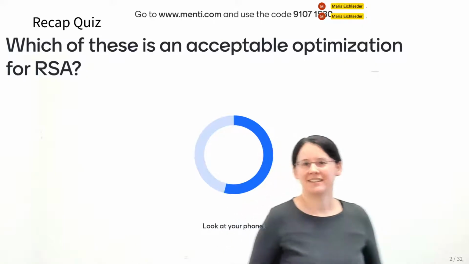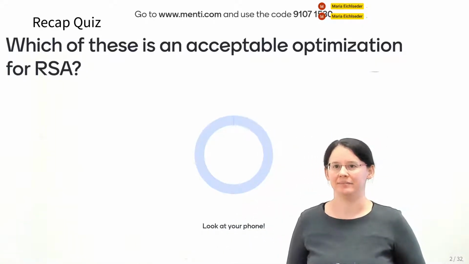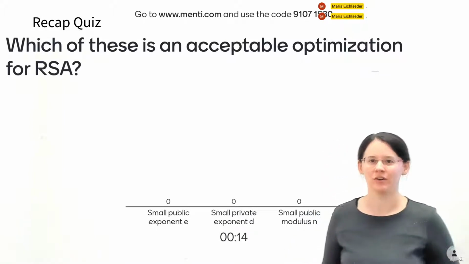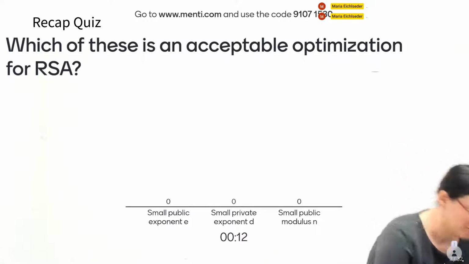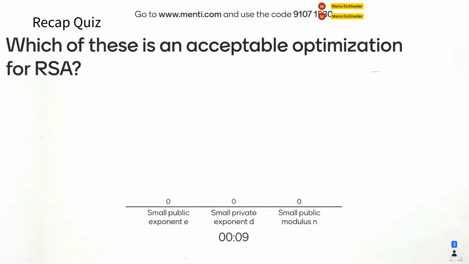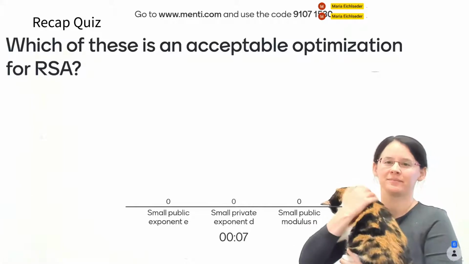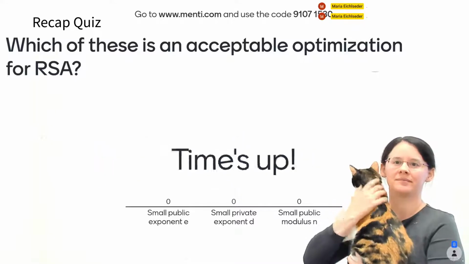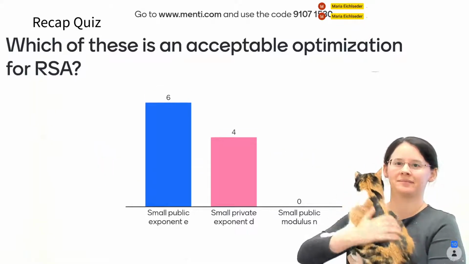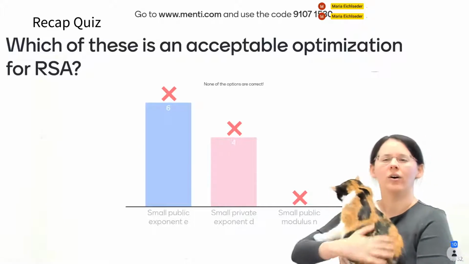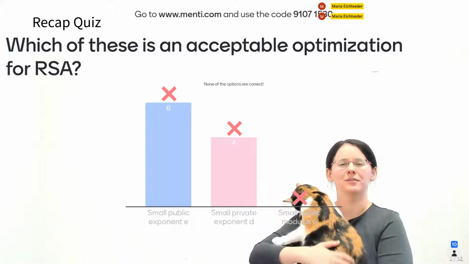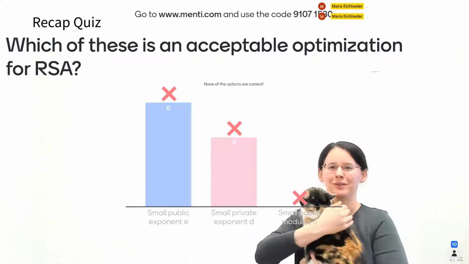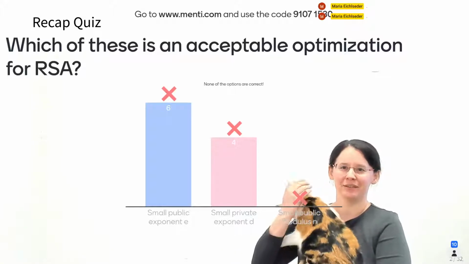So, which of these is an acceptable optimization for RSA? Is it to use a small public exponent, a small private exponent, or a small public modulus? So only one of them is a good idea. Oh, I'm sure I marked the correct answer on that one, so probably Menti is having some issues here. Anyways, it won't have too much of an impact for the final tally because there was again some disagreement.